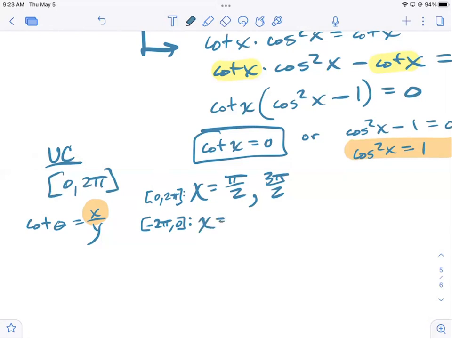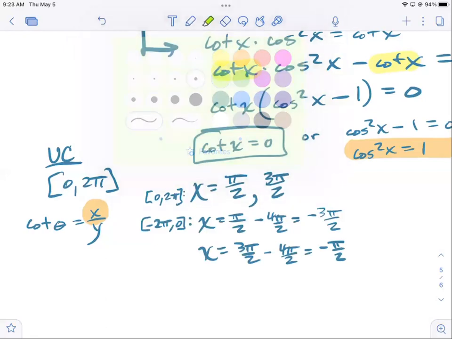So instead of adding a full rotation, I just have to subtract the rotation. So that's going to be pi halves minus 2 pi, which is 4 pi halves minus... of course, that's going to equal what? Negative 3 pi halves. And then x equals 3 pi halves minus the full rotation. And that gives you negative pi halves. So those are the 4 solutions. But that one piece generates solutions that we would have lost if we had divided it out.